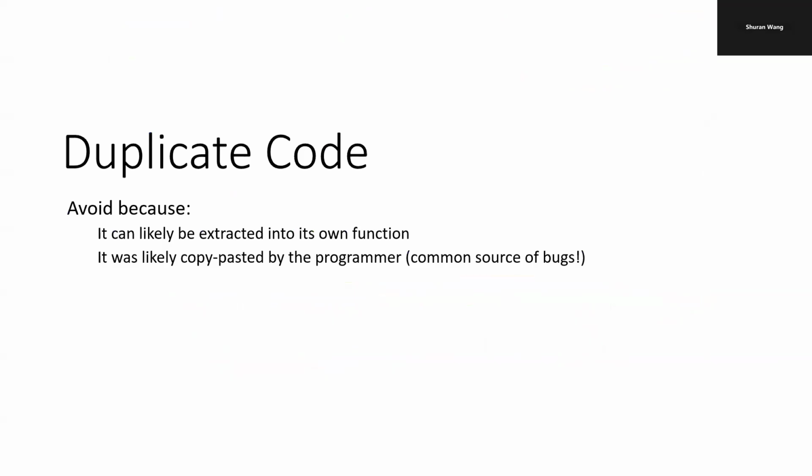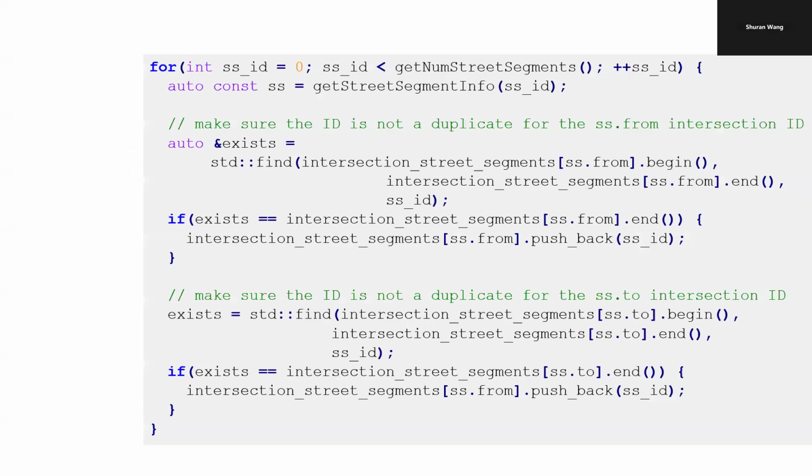Duplicate code. Avoid duplicate code because this is the thing that's most likely to happen. You're most likely going to copy and paste some portion of your code to do a very similar but different functionality. Try to extract those into their own functions.